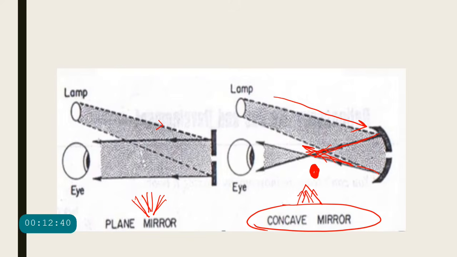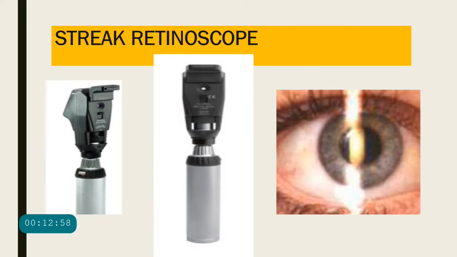So for all purposes, we usually use the plane mirror setting. However, in cases where there is a dense cataract in which the plane mirror might not be able to provide such nice illumination, in those cases, we will go with the concave mirror of the retinoscope.